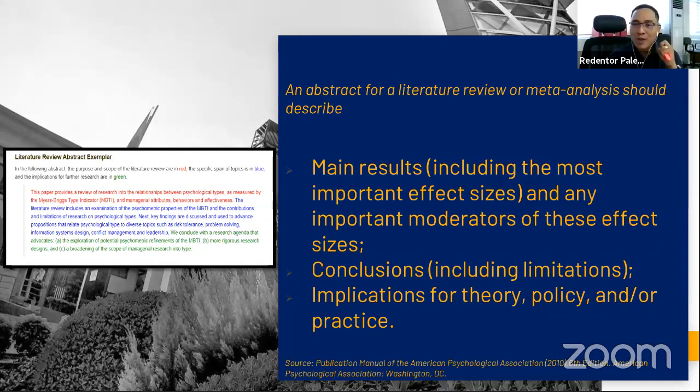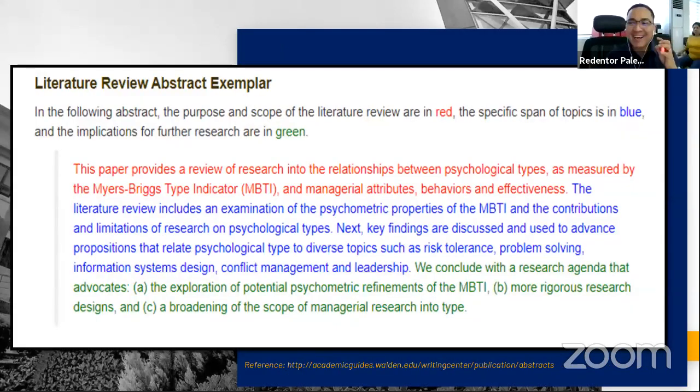Okay, so we're done with two. We're done with the empirical. Then we are done with the literature review or meta-analysis. Here is the example that was presented to you. The purpose and scope of the literature review is set in red, and then the specific content topics is set in blue, and then the green is your conclusion. Of course, this is just for the sake of the presentation.